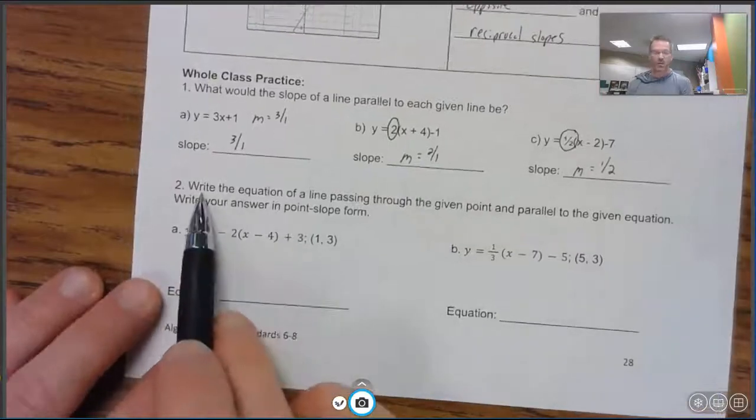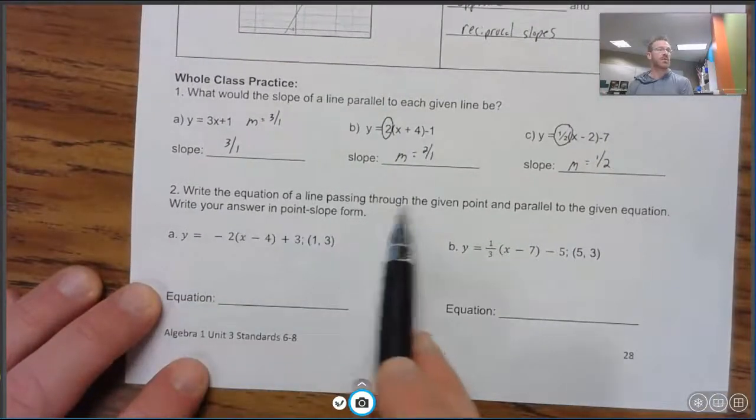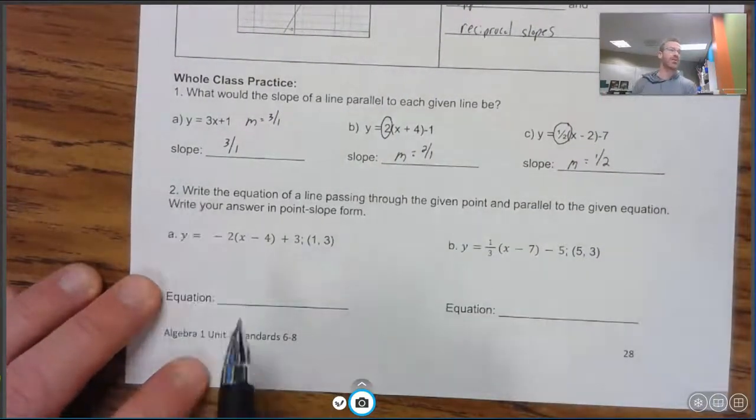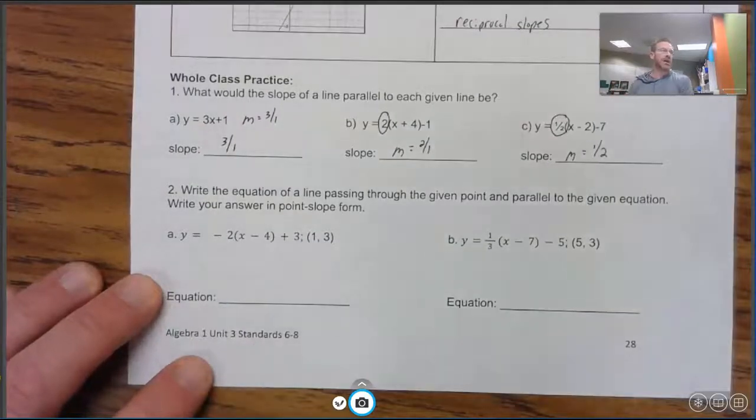So now let's look at number 2 here. Now what we want to do is write the equation of a line passing through the given point and parallel to the given line. And we're just going to write our answer in point slope form.